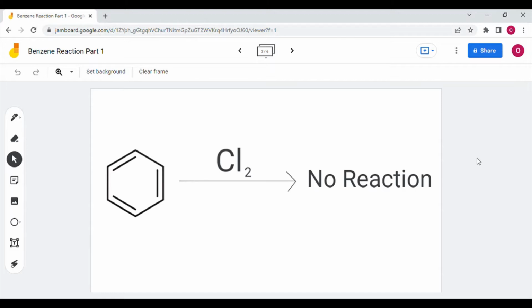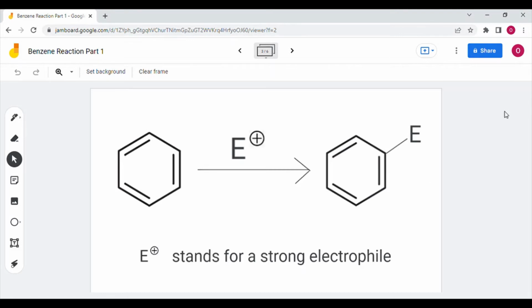The reason is, if you draw an energy diagram, you don't have enough energy for the reaction to proceed forward. This is primarily because benzene is very stable due to aromaticity and resonance. However, if you have a strong electrophile, then the reaction can proceed forward because now there's enough energy for the reaction to proceed.